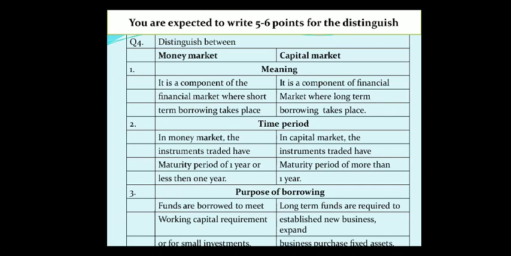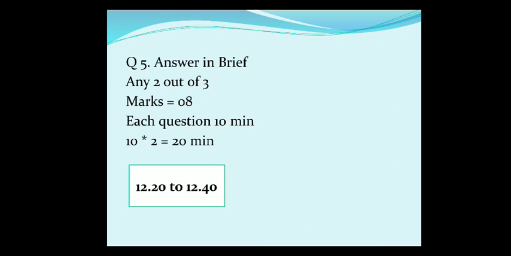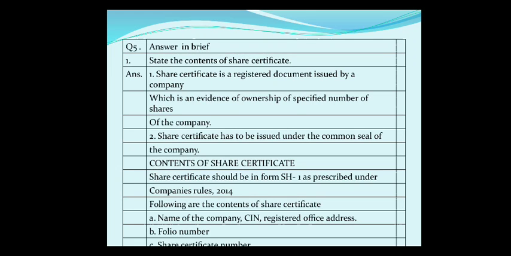Now, question number 5. Answer in brief. You have to write any 2 out of 3. Each answer carries 4 marks. You can give 10 minutes for each question and you have to finish by 12:40. Select only those questions which you know well.